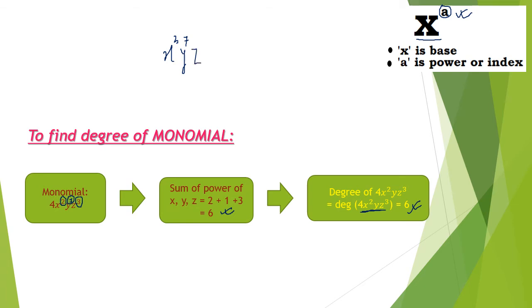Let's first add the sum of the powers. It will be 3 plus 7 plus 1, isn't it? 3 plus 7 plus 1. Now the sum is 11 and the degree of x cube y7 and z is 11. So this technique is for monomial. For binomial it will be different. It will be different. Okay.